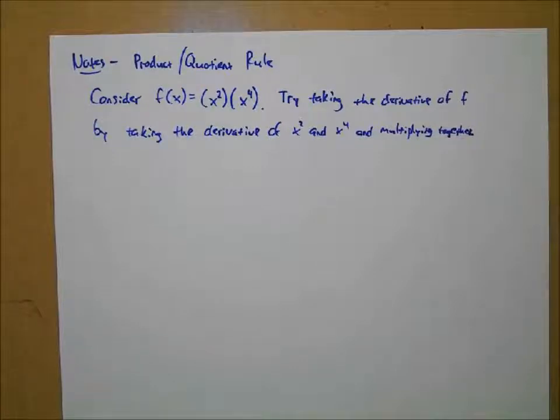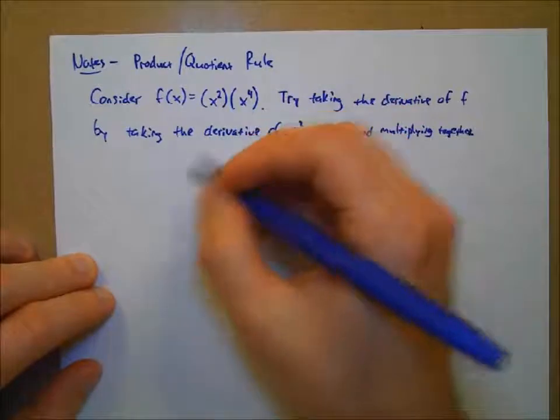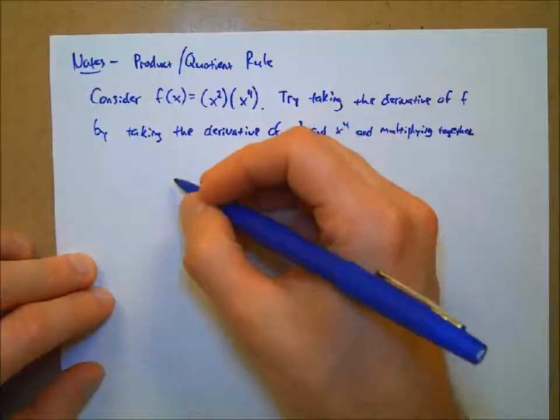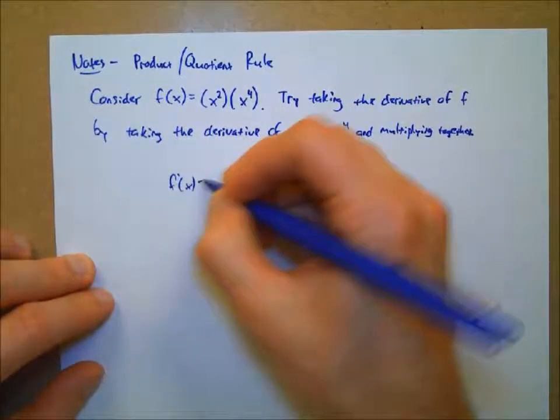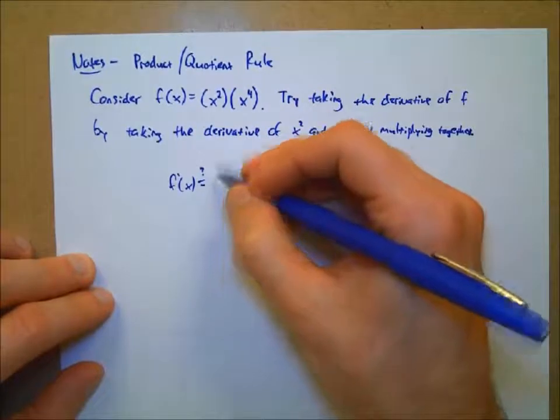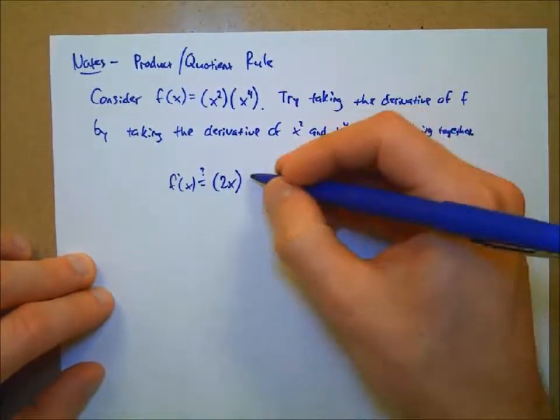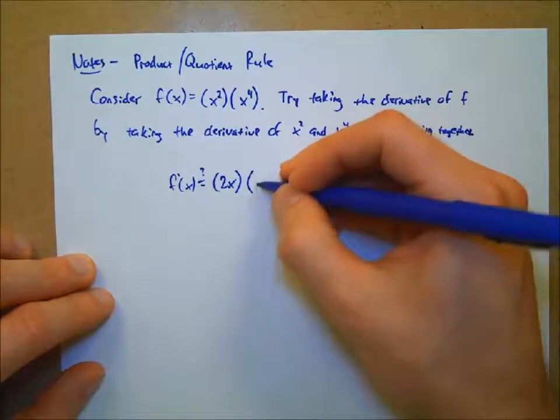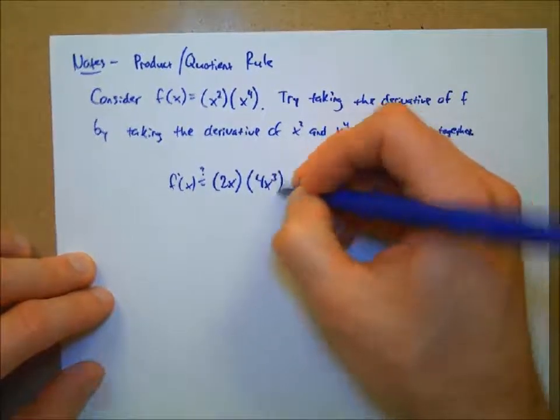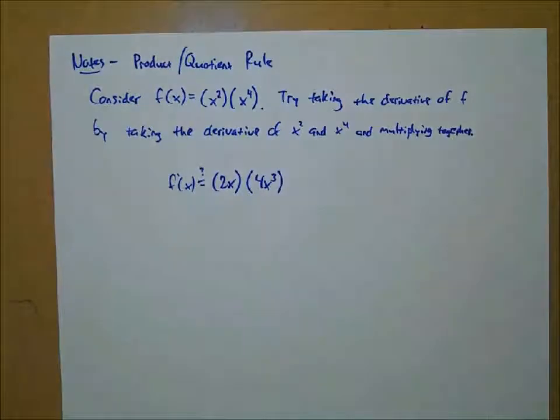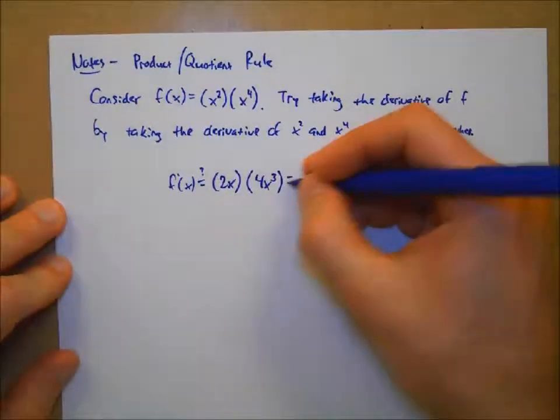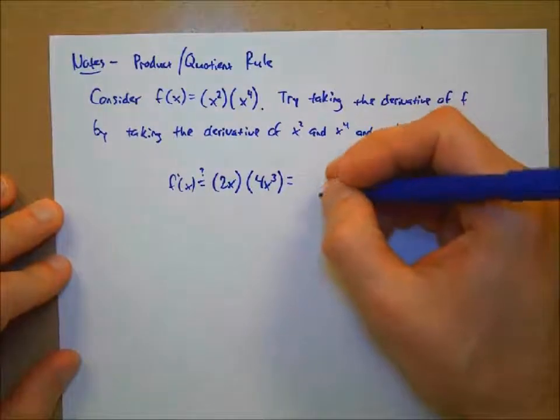What is the derivative of x squared here? The derivative of x squared is going to be 2x. What's the derivative of x to the fourth? 4x cubed, or 4x to the third. Which then, if we multiply that out, what does that simplify to be? 8x to the fourth, right?